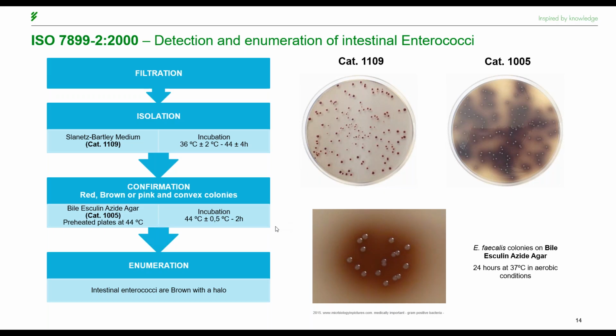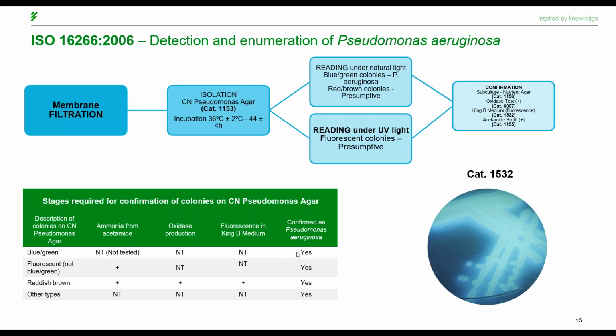Here in the lower image, we have a close-up of colonies of Enterococcus faecalis on what would be a bile esculin azide agar plate. So moving on, the next microorganism is Pseudomonas aeruginosa. Again, the membrane filtration of the sample is the first step, and this membrane is placed on Pseudomonas CN agar, which is selective due to the addition of cetrimide in its formulation and the nalidixic acid that suppresses contaminants such as Klebsiella or Proteus.